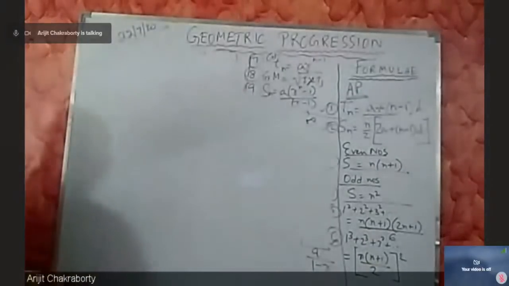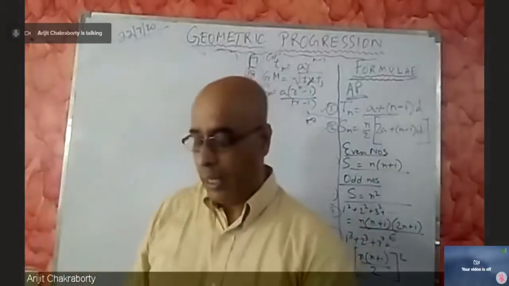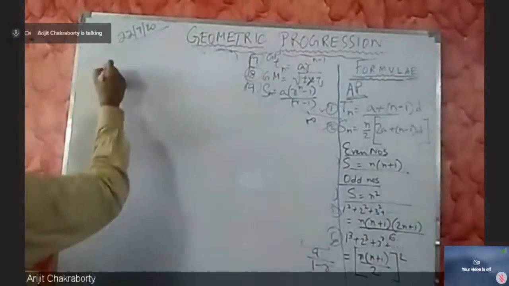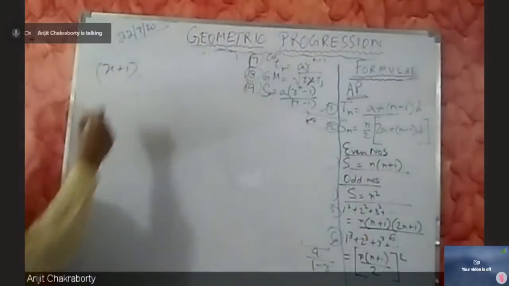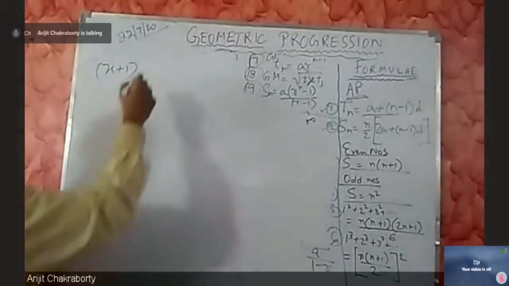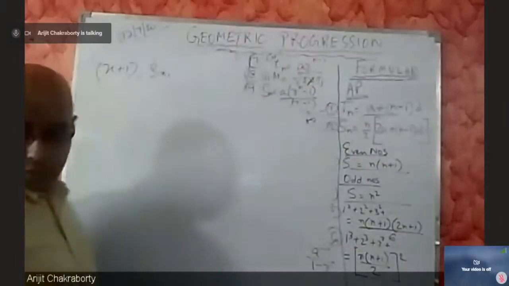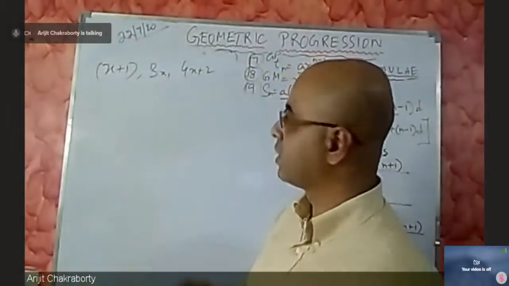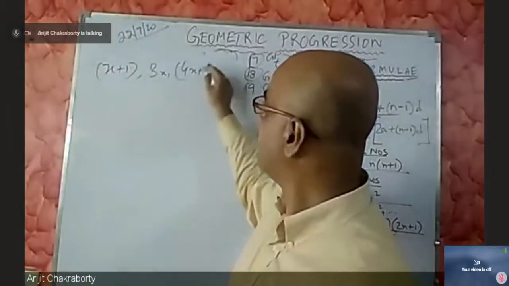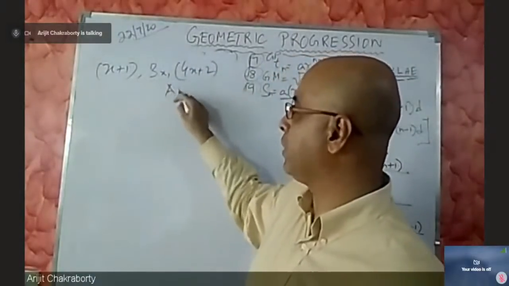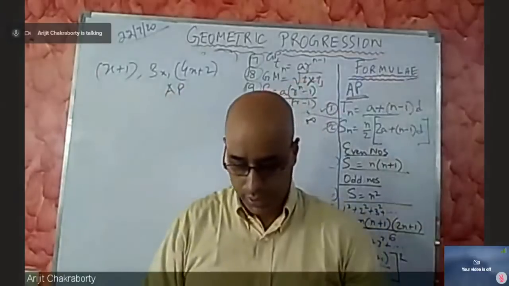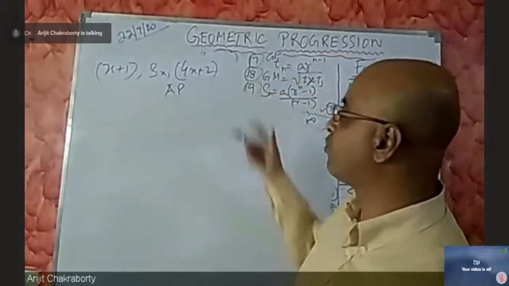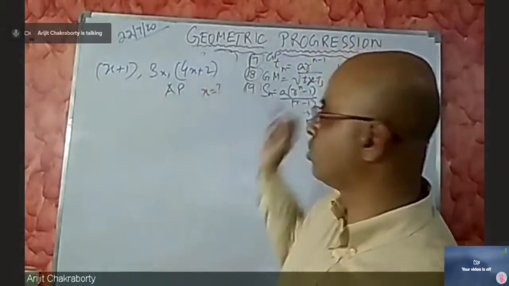Okay. Now we are taking this one. There are three expressions: x plus 1, comma, 3x and 4x plus 2. These three are in AP. You have to find out what is the value of x. x equal to how much you have to find out.